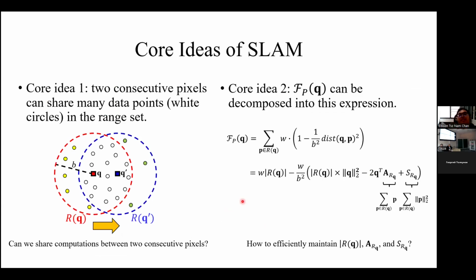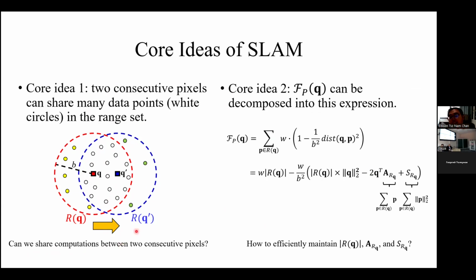So let me present 2 core ideas of them. The first core idea is that if we consider 2 consecutive pixels, they can share many data points. For example, this is a range query set, and this is another range query set for the consecutive pixels. They can share a lot of data points, these circles here. So the first question is, can we share computations between 2 consecutive pixels? This is the first core idea.